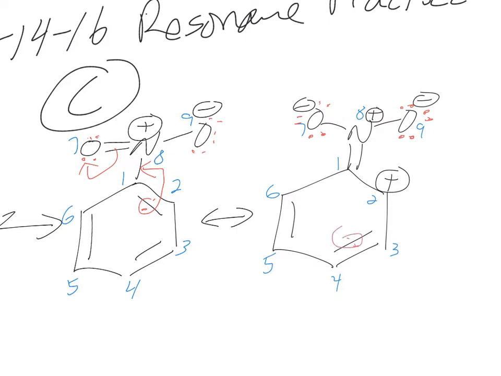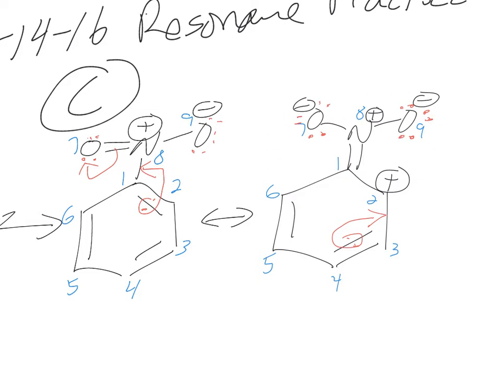And where would there be a plus charge now with this? Where would there be an empty orbital? Carbon 4 would be empty. There would be an empty p orbital now on carbon 4. So a good piece of advice when you're doing resonance structures is if something's not involved with the arrows at all, just redraw it.